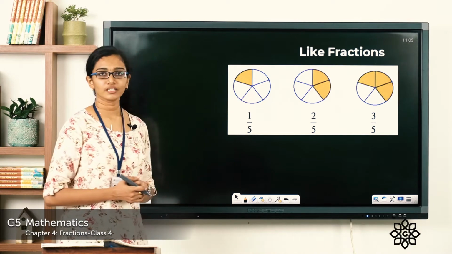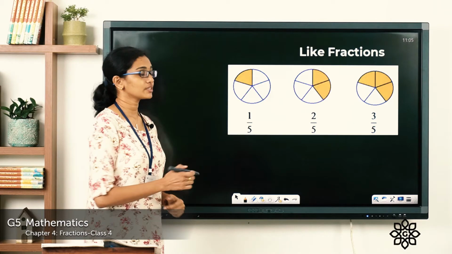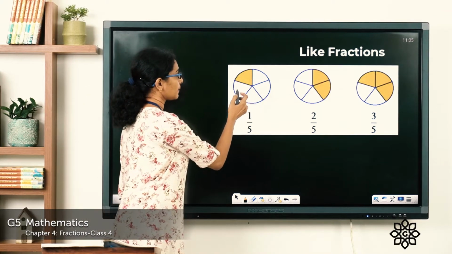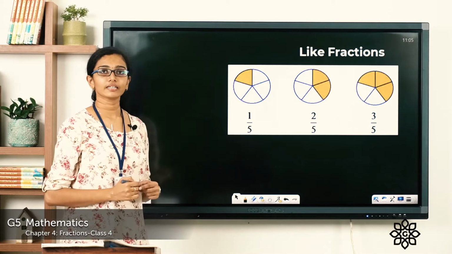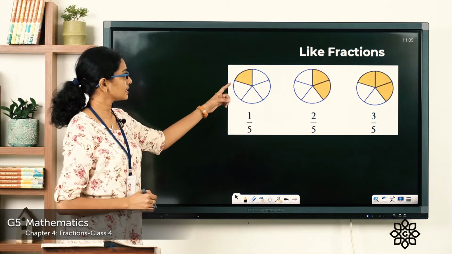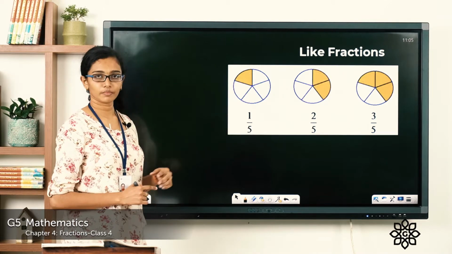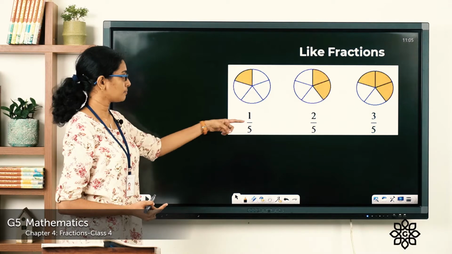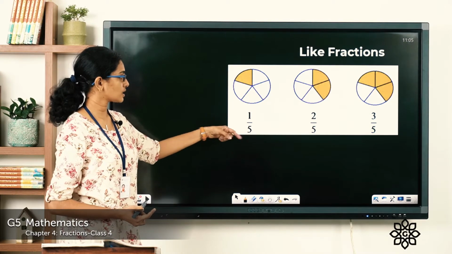Here in the first picture, the circle is divided into 5 equal parts: 1, 2, 3, 4, 5, and we have one part colored. So what is the fraction of the colored part in this case? It is 1 by 5. 1 is the numerator, which is the number of parts we are considering, by the whole or the total number of equal parts, which is 5.